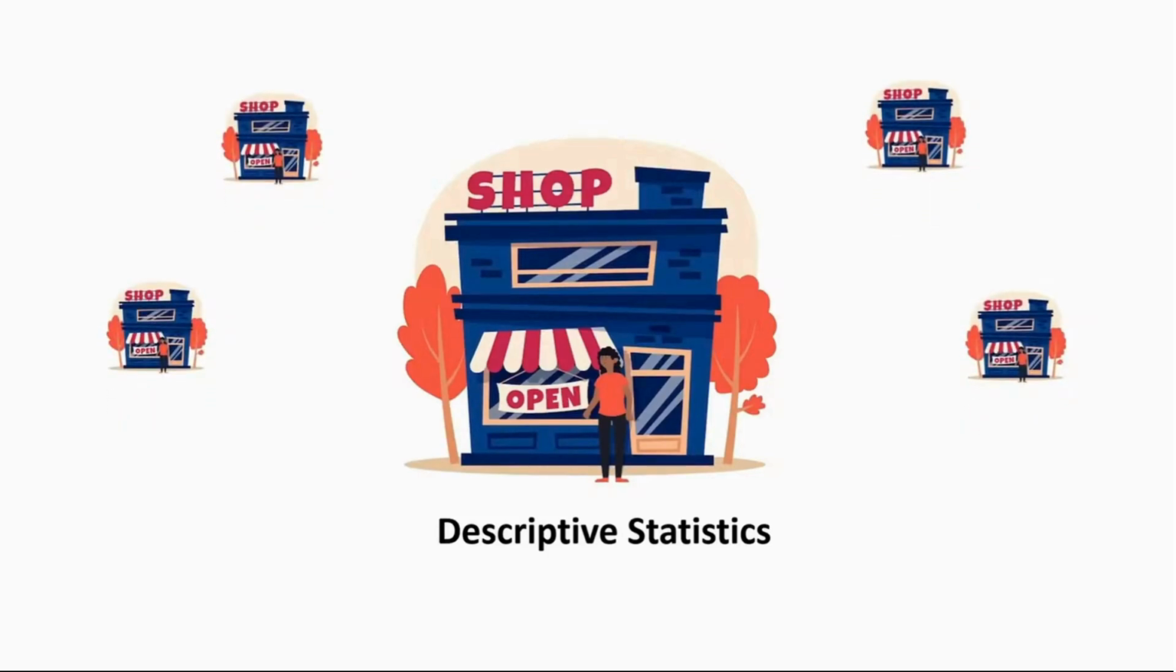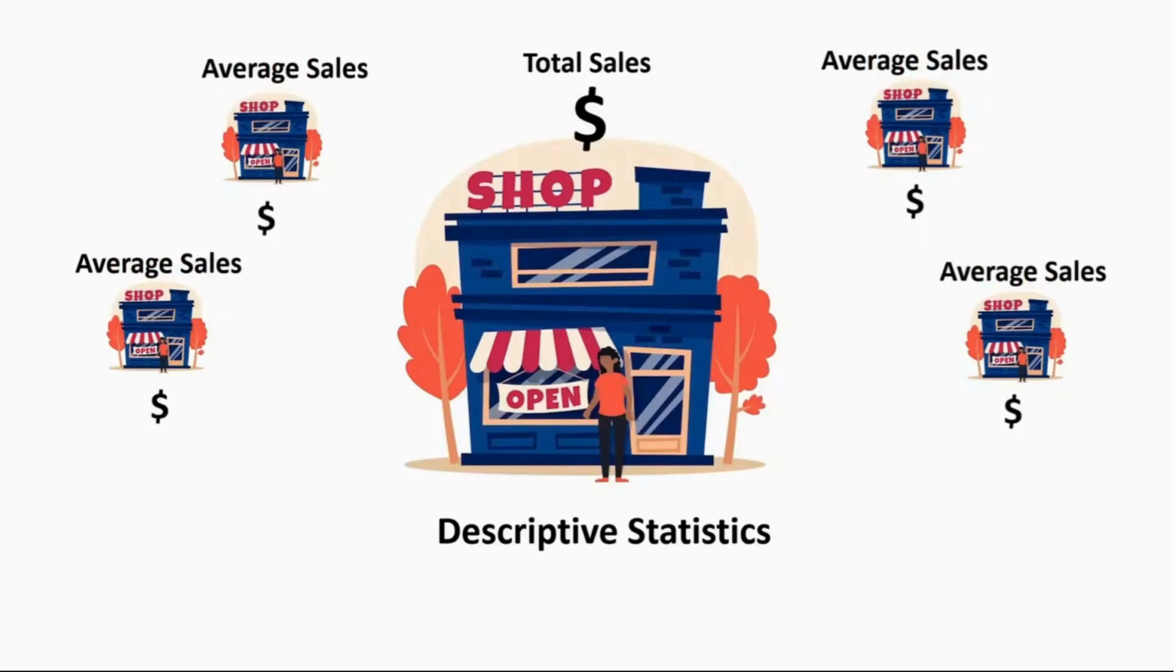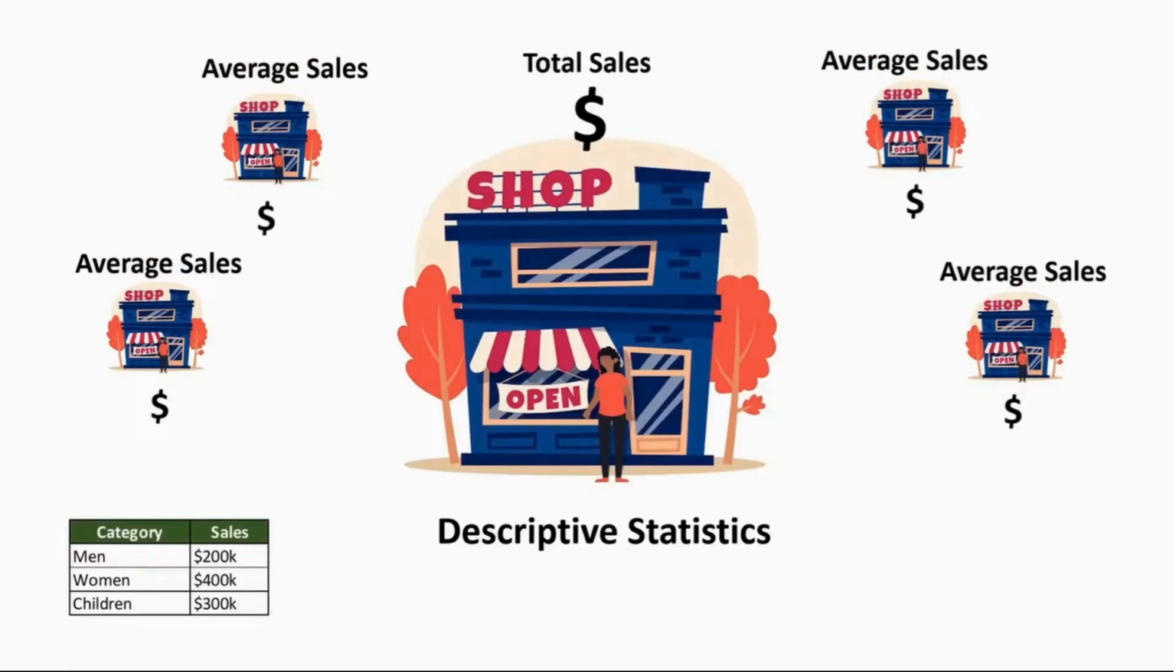We calculate the total sales, average sales per store, and distribution of sales across different product lines like men's, women's, and children's clothing. Descriptive statistics also help identify top performing stores as well as seasonal trends like which item sells best during winter or summer. This information gives the company a snapshot of its past performance.